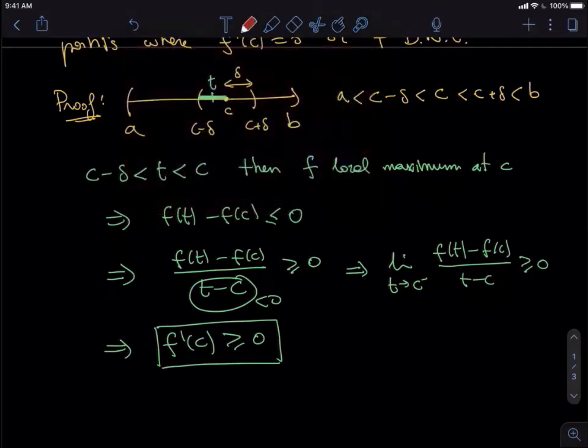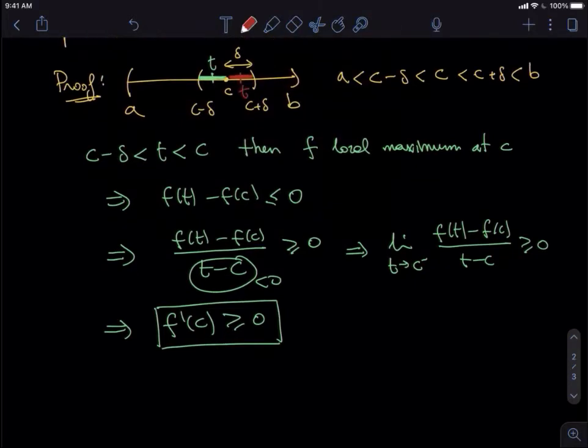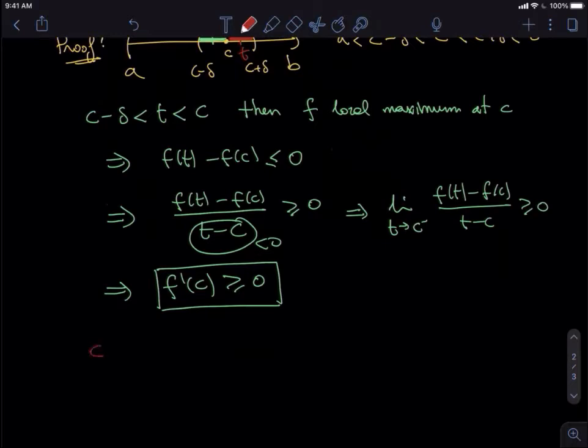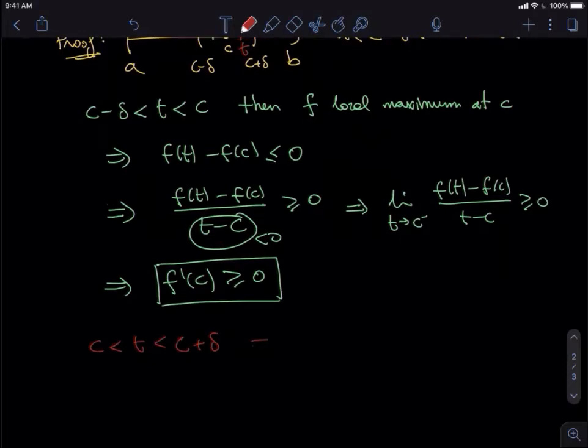Because now we can take our t on the right of c. So now we are going to have t in between c and c plus delta. And we can basically repeat what we just did. Because f has a local maximum at c, f of t minus f of c is less or equal than 0. But now because t minus c is positive, I can just divide by it.